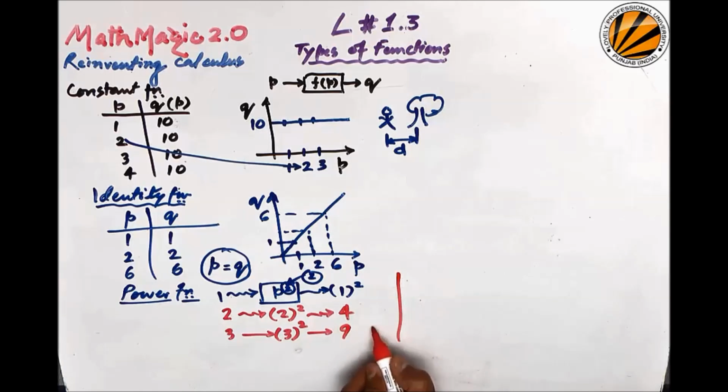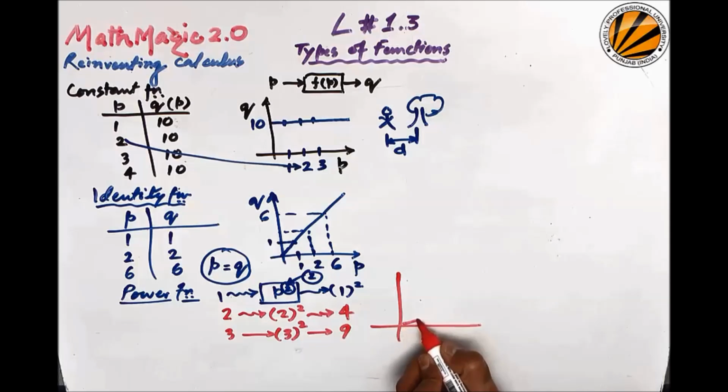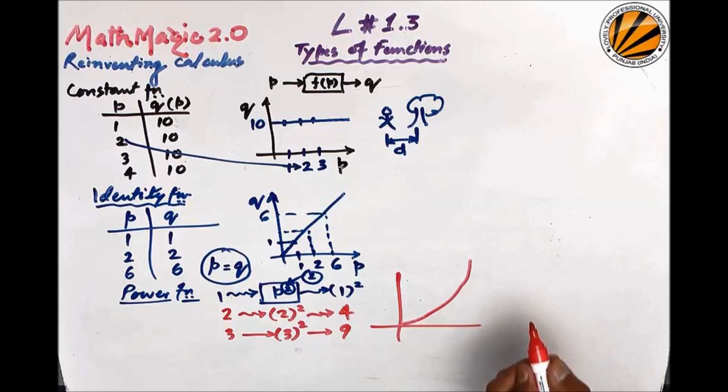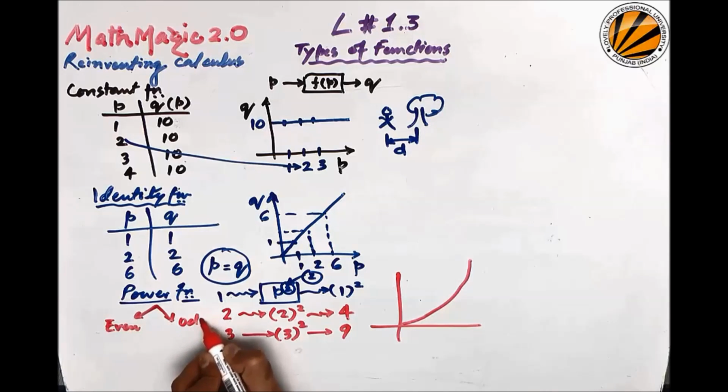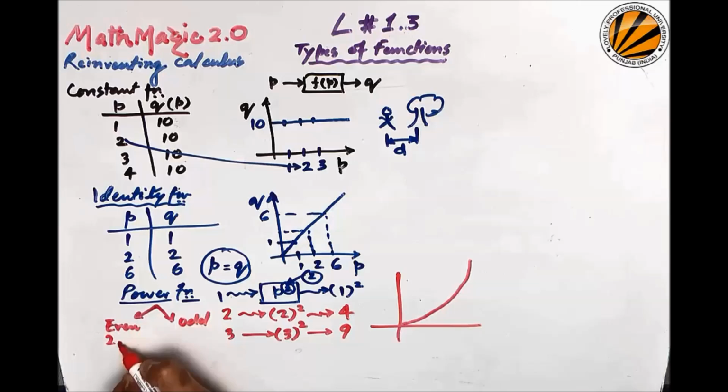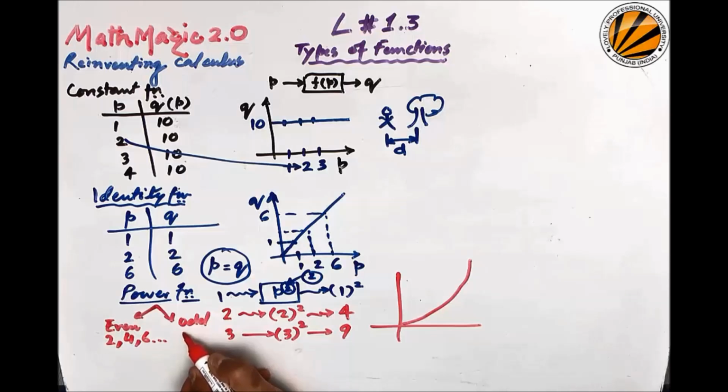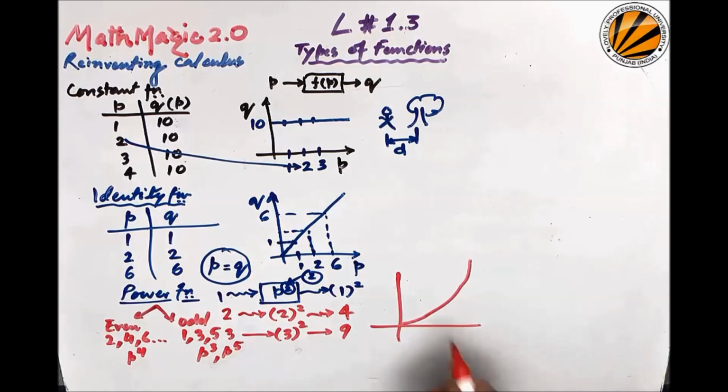If we plot these kinds of functions on the positive side, it will be somewhat curvilinear. There are two kinds of power functions, the even power functions and the odd power functions. The even power functions would have the powers 2, 4, 6 and so on, whereas the odd power functions would have 1, 3, 5. Here it will be p to the power 4, here p to the power 3, or p to the power 5. The behavior would vary.